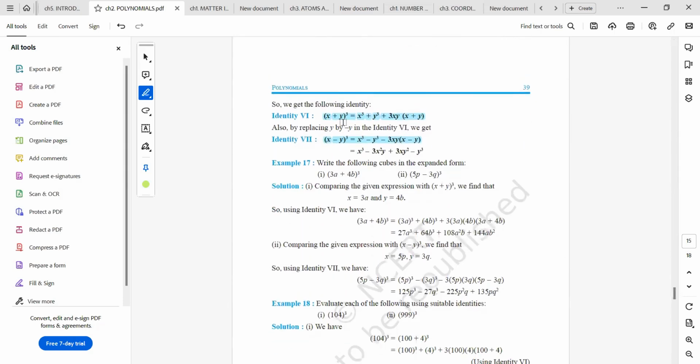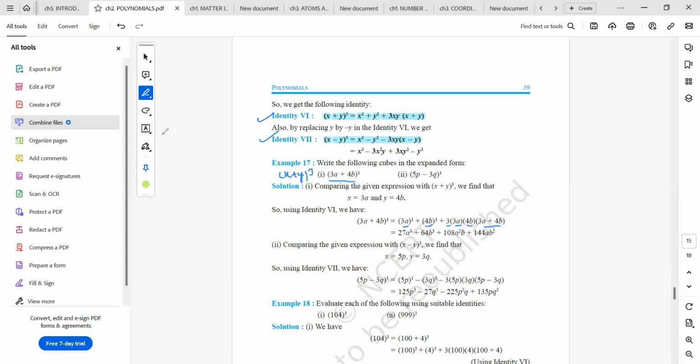Now it is cube. Like x plus y square we have done, now it is x plus y cube. The simple formula is x cube plus y cube plus 3xy into x plus y. If it is minus, then it is minus throughout. So these two identities also we need to remember for the cube. And you will be given a question like this, so you can say this is like x plus y cube. So what is x plus y cube? This is x cube plus y cube plus 3xy, x plus y. Clear? And just solve them.